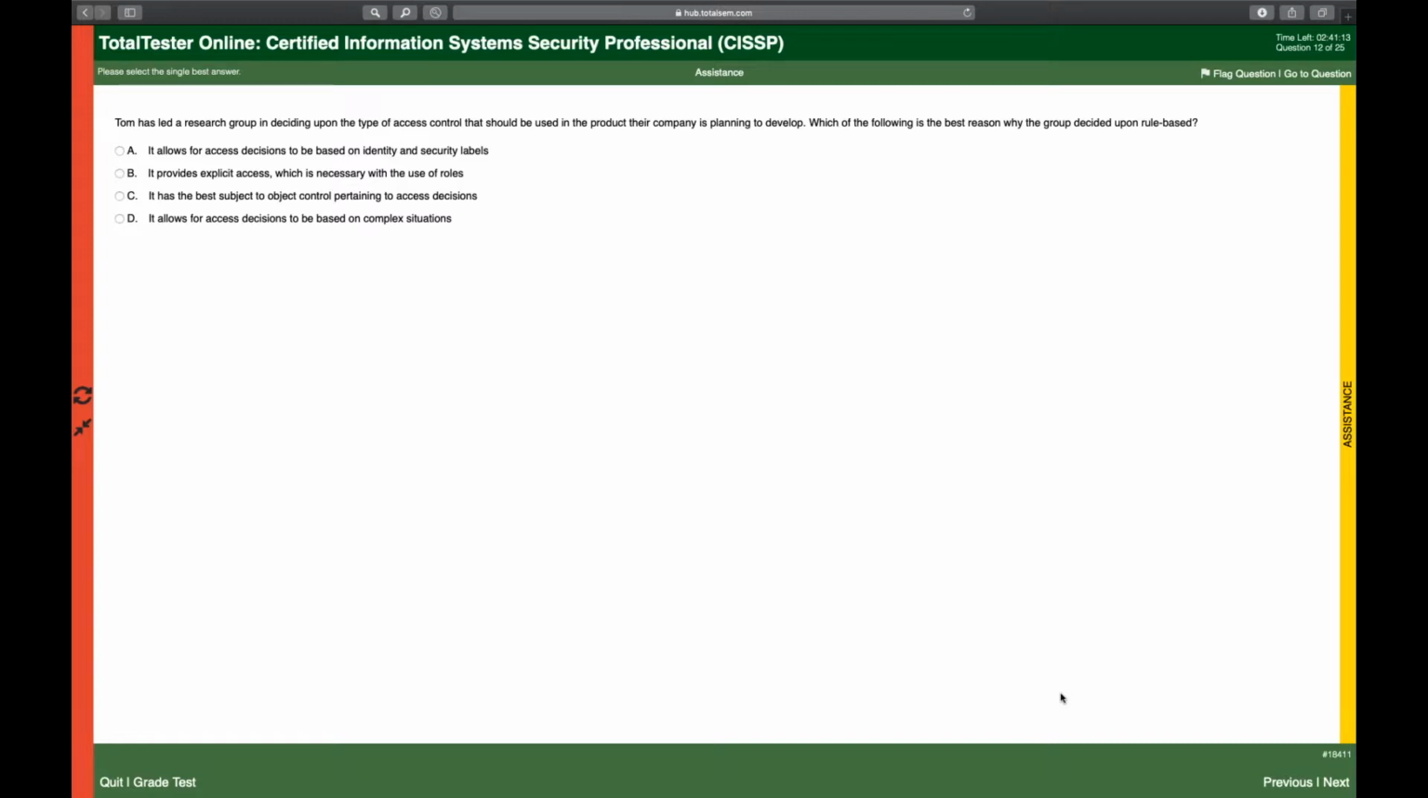So is there a difference between rule-based and role-based? Yeah, rule-based is for like firewalls and stuff. So rule-based, you define a set of rules and access decisions are based on those rules, like policy statements or whatever. Okay. Role-based is based on the types of activity that a user would need to perform based on the role that they're in.